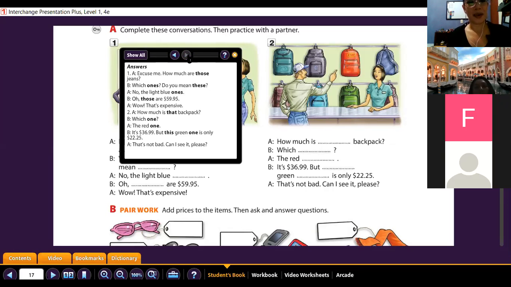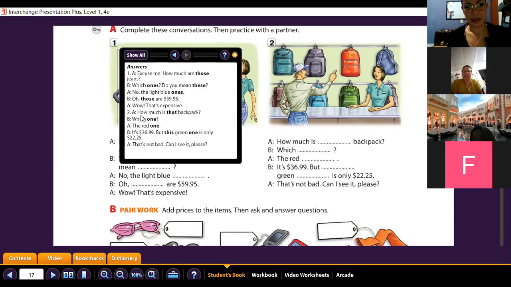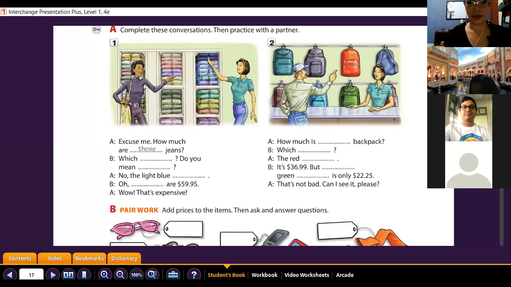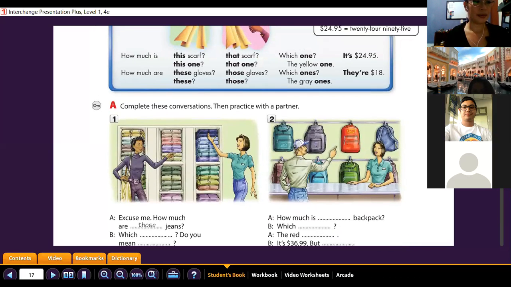Okay. Let's repeat to practice pronunciation. How much is that backpack? Which one? The red one. It's $36.99, but this green one, it's only $22.25. That's not bad. Can I see it, please? Okay, good job. You did a pretty good job.